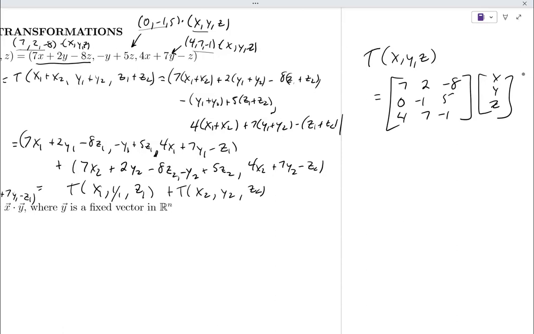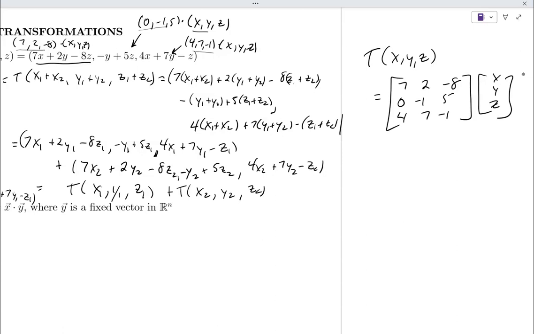If I do a sum of 2 inputs here, I've got matrix multiplication. We already know that matrix multiplication distributes over sums, right? And if I have a constant times this vector here, I know that I can pull the constant out in front because we've already proved that for matrices, right?